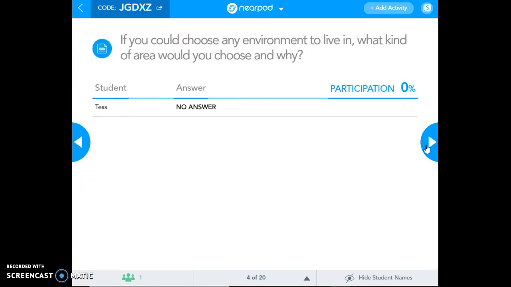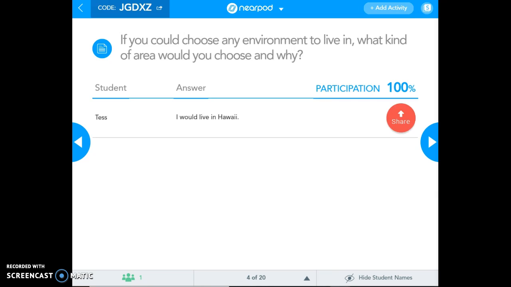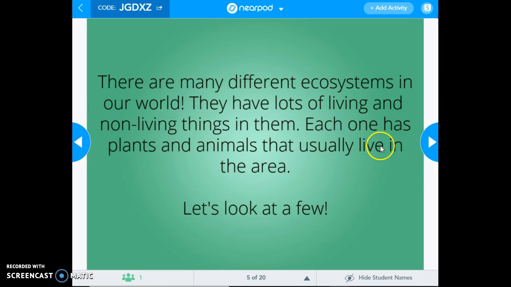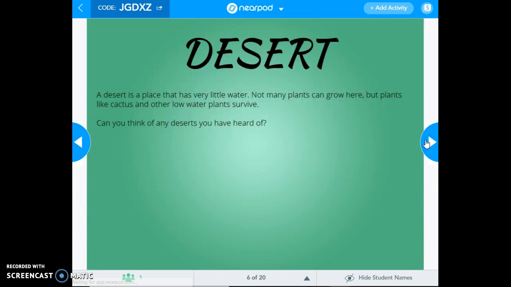Okay, now, if you could choose any environment to live in, what kind of area would you choose? Let's wait for some good answers. Oh, look. Tess just answered and said, I would live in Hawaii. Ooh, I would love to live in that environment. Awesome. Okay, so there are lots of different ecosystems. Let's look at a few.